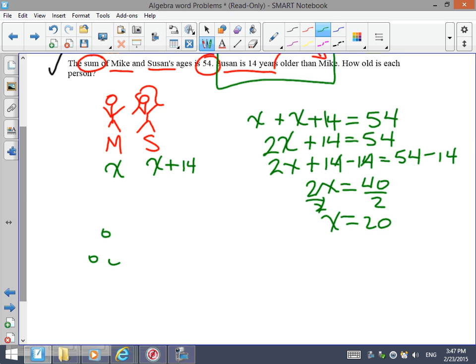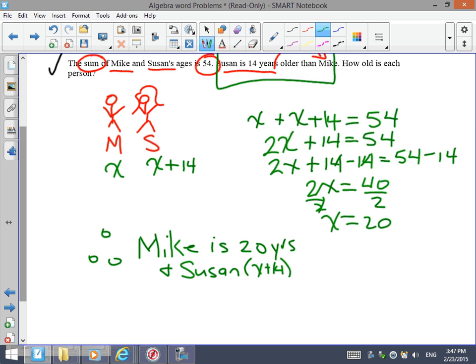When I'm at that point, all I need to do now is to use my therefore statement. Remember, a therefore statement is a triangle of circles, and it asks me how old each person is. Mike is x, so he's just this answer right here. Mike is 20 years, and Susan, because she is x plus 14, she must be equal to 34 years old. And there's my whole question answered.